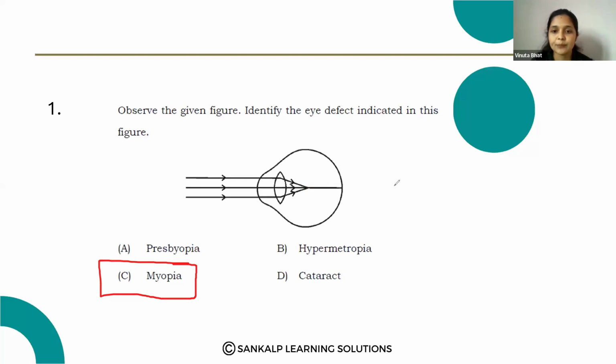In case of hypermetropia, images will form behind the retina. But here, this is in front of the retina. So the correct answer is option C, myopia. Please note down the question.